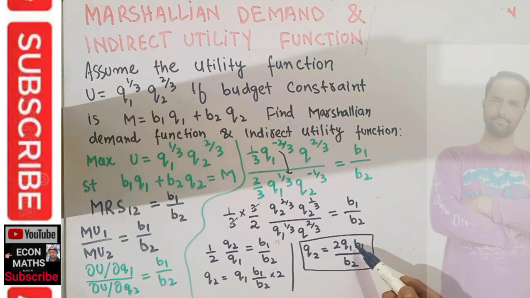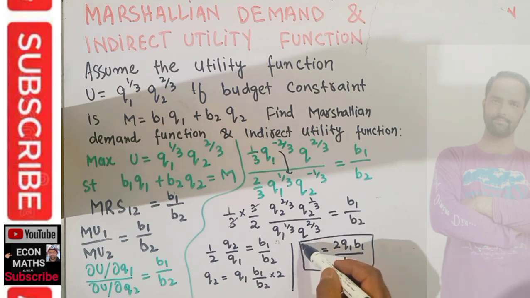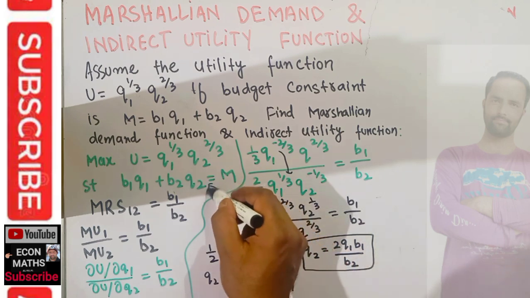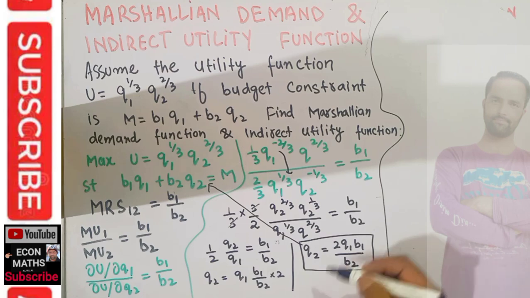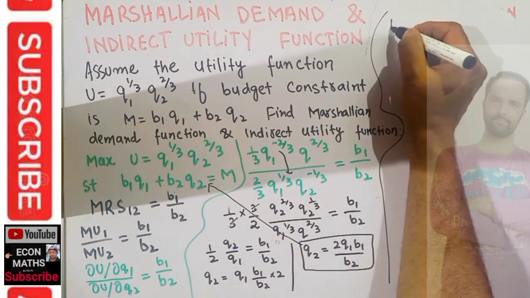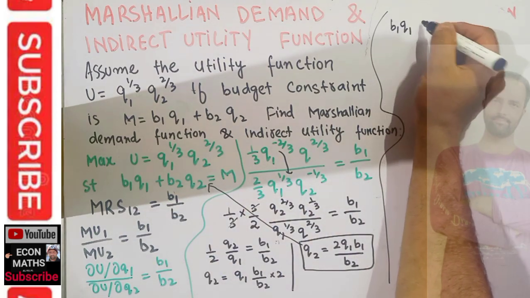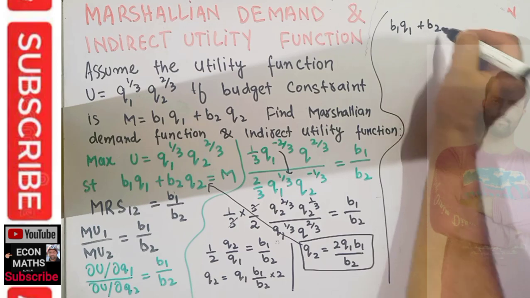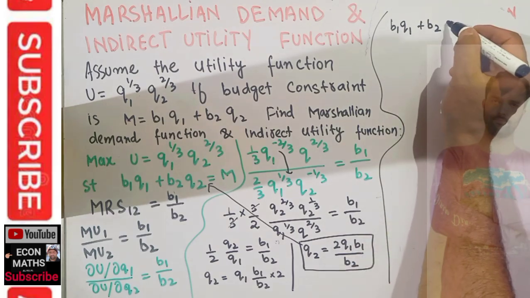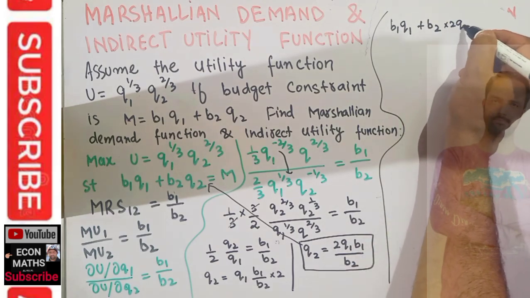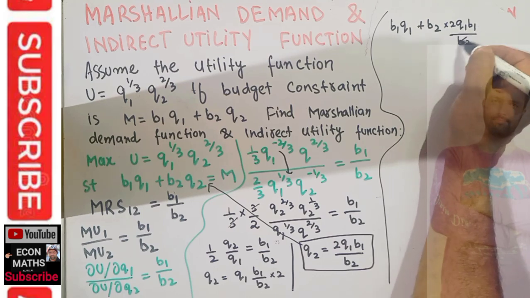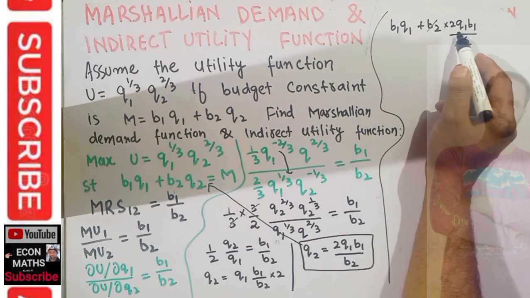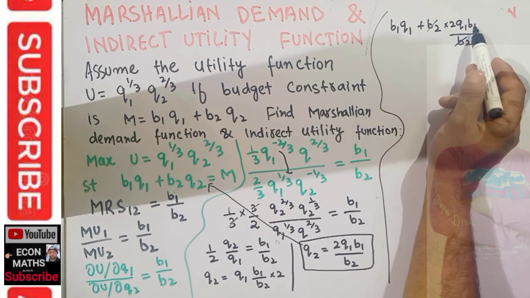Okay, now to find out the Marshallian demand function, what we need to do, we simply plug this Q2 is equal to this stuff into the budget constraint. Here we put the value. Okay, so let me write it here. So we have B1 Q1 plus B2, in place of Q2 we have this, twice Q1 B1 divided by B2. Okay, B2 and B2 get cancelled, so we get B1 Q1 plus twice B1 Q1.